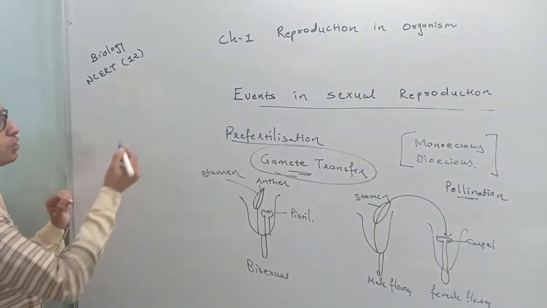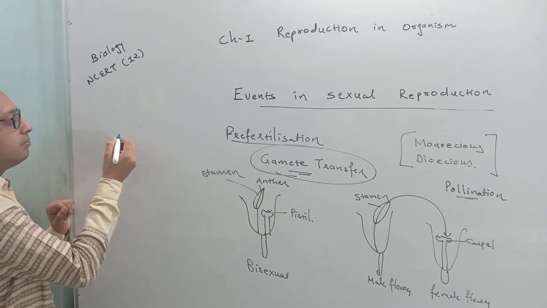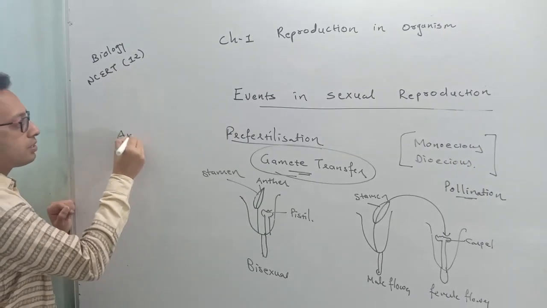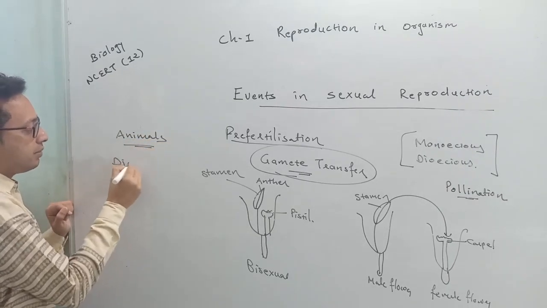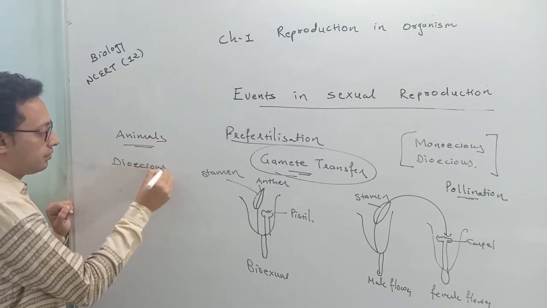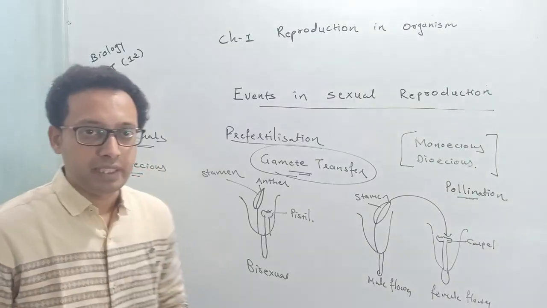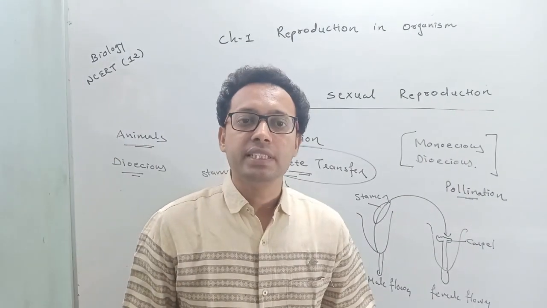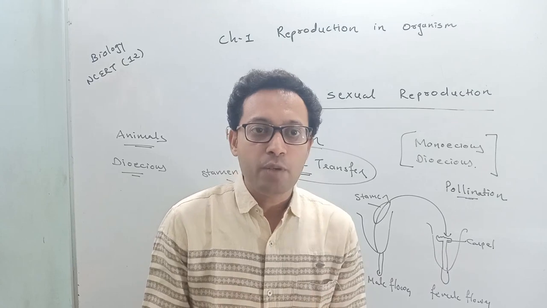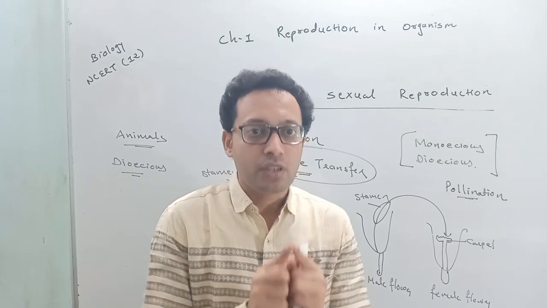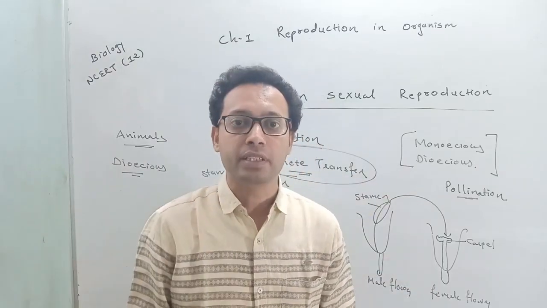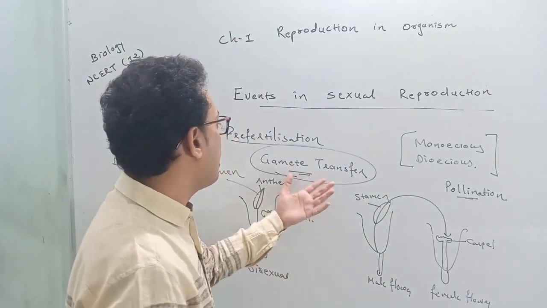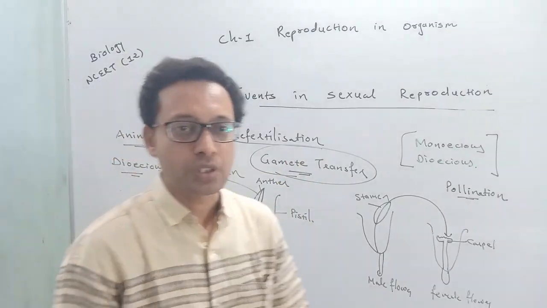Similarly, there should also be a development of a mechanism for gamete transfer in animals, particularly in dioecious animals, for example, human beings. So what happens in this case? There should be a development of a special mechanism, a sexual mechanism, that leads to the transfer of the male gamete to the female gamete. So this is all about the gamete transfer process.